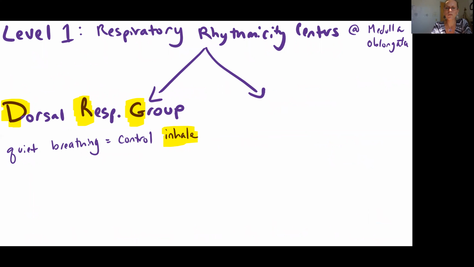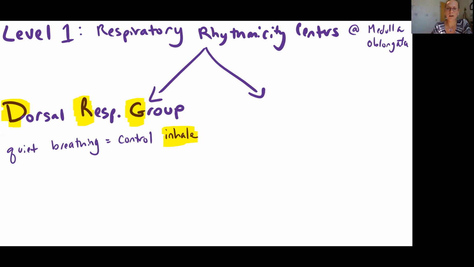As we look at our level 1, we have the respiratory rhythmicity centers. So this is setting our basic respiratory rate, our rhythm of inhales and exhales. Now we have 2 different collections of neurons. We have one on the back of the medulla oblongata. So this group is called the dorsal respiratory group, and this is abbreviated DRG. These neurons control your quiet inhale.